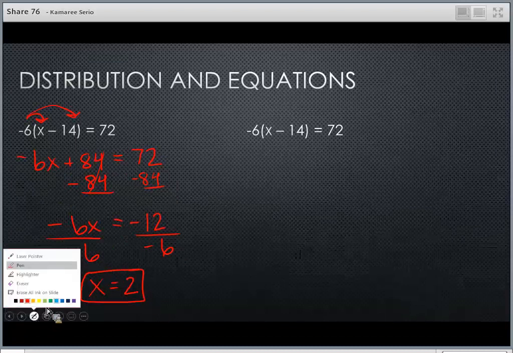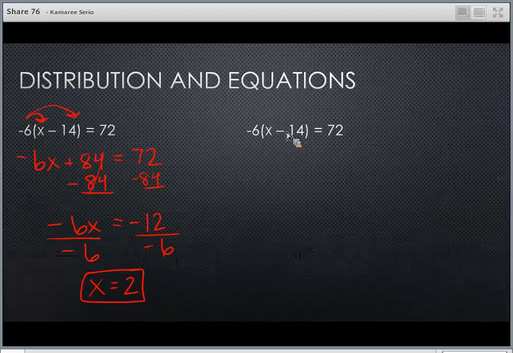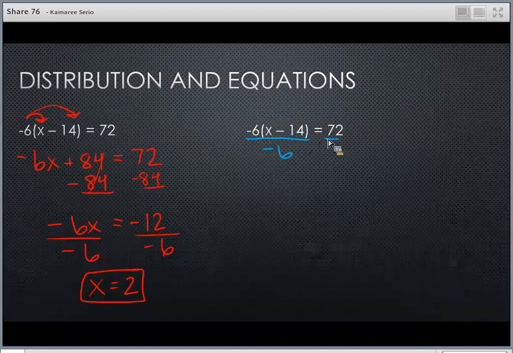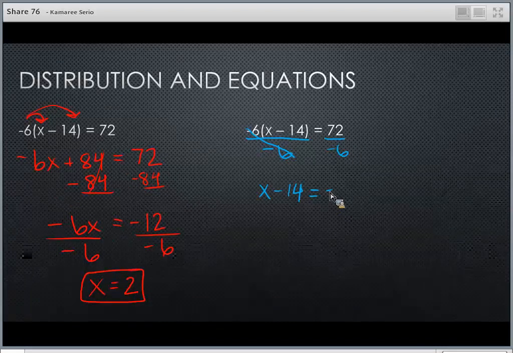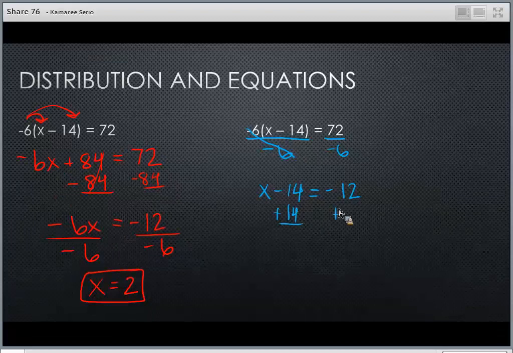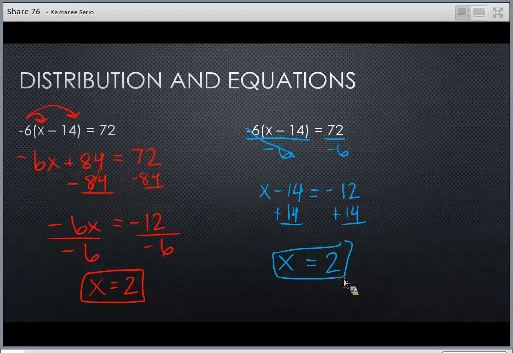Okay. Now, again, when you divide this side by negative 6, because it's that number outside the parentheses, that's the only thing that will cancel. Everything else inside stays the exact same. Now, 72 divided by negative 6 is negative 12. So let's add 14, and x is equal to 2. So again, we get the same answer.